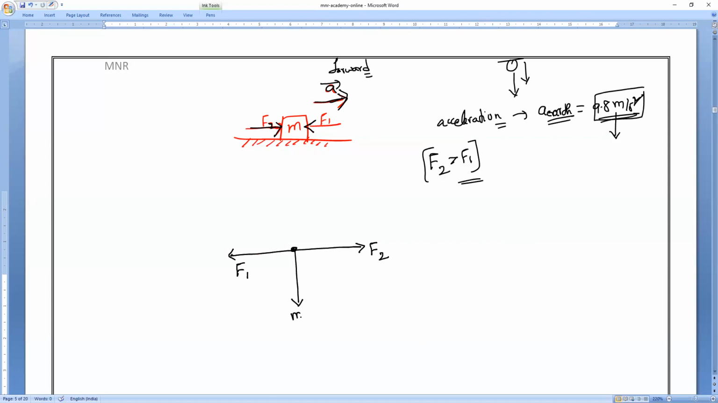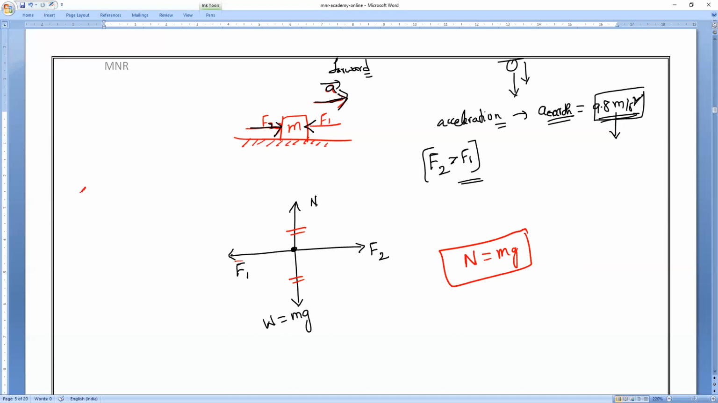Down, something is acting. What is that? Weight. And opposite to the weight, something else is acting. Who is that? Normal. Understand? Please speak. Normal. So we all know that these both are equal, so N is equal to mg.